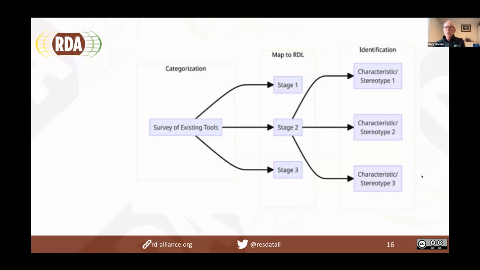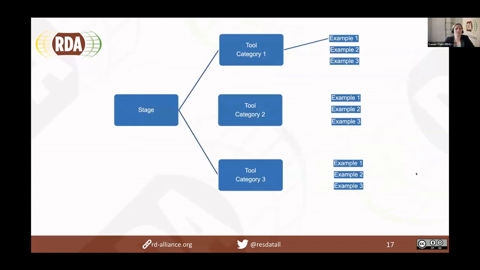Actually, I think you can just jump to the next one, Connie, if you would. Yep. So this is just trying to graphically, visually describe what I said. For each stage, there are 3 categories of tools, and then for each category, there are 3 examples of tools. And really, this is the outcome of the second deliverable.